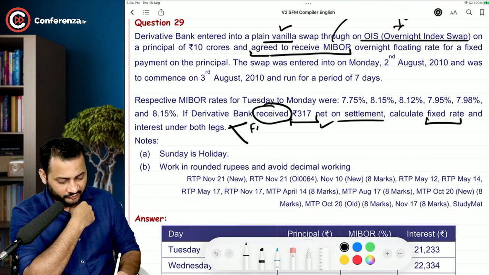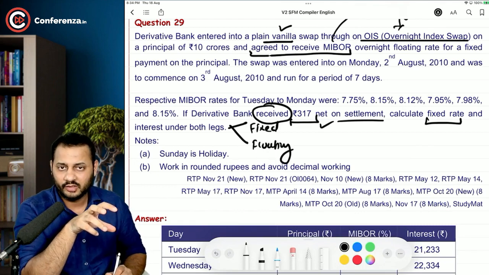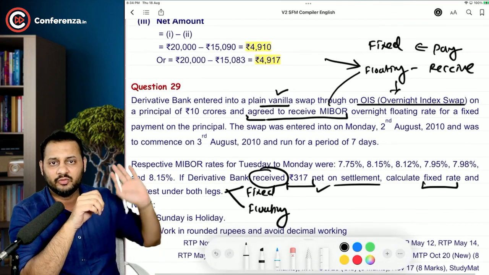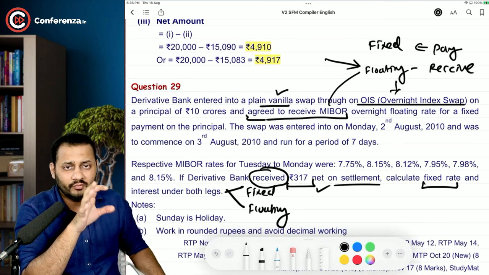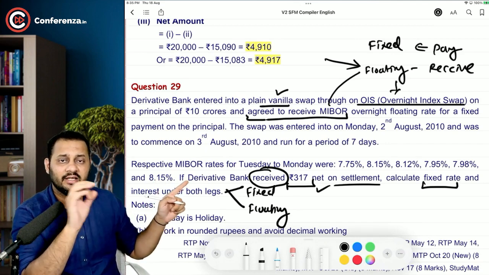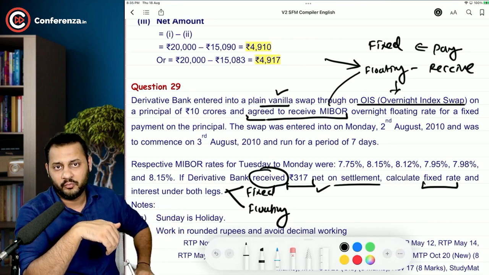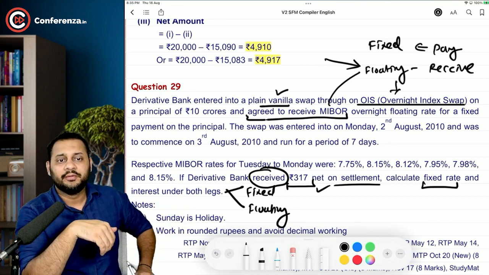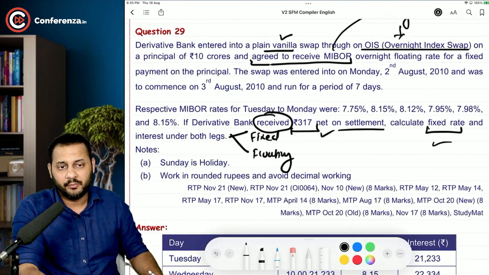Legs means fixed leg and floating leg. So on all the 7 days, understand, every day the calculation was being made by us, but the settlement happened only after 7 days at 317 rupees. That too the derivative bank received it. Okay, sir. And we have to calculate what was the swap rate for fixed payment.